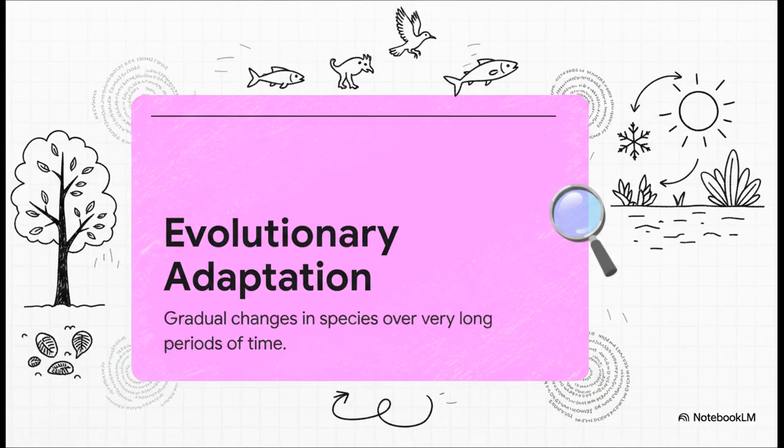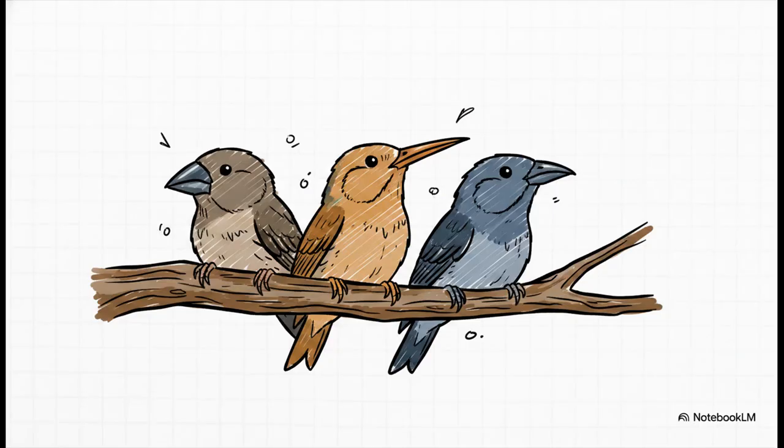Finally, evolutionary adaptation. Over massive spans of time, these combined traits help entire species survive an ever-changing world. Think about how finch beaks adapted to specific diets, or the incredible long progression of human evolution.